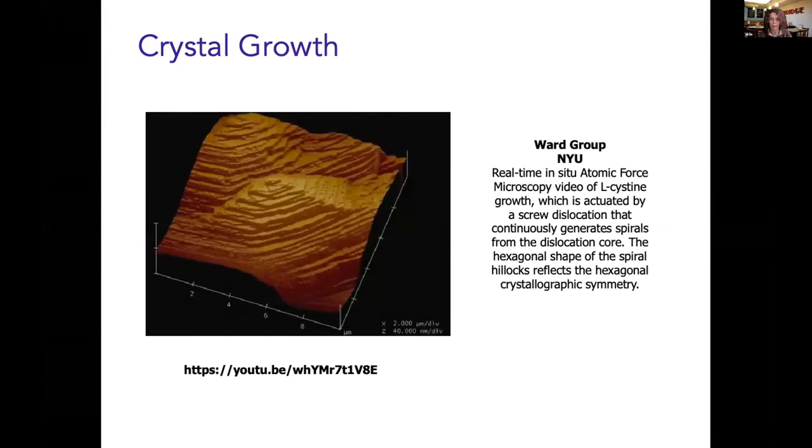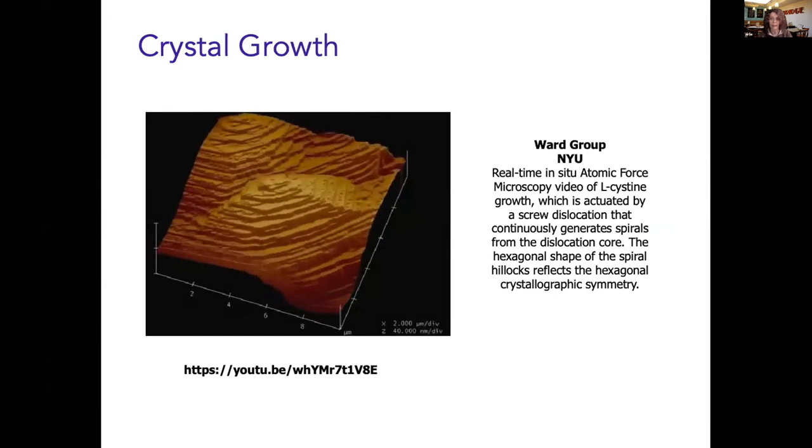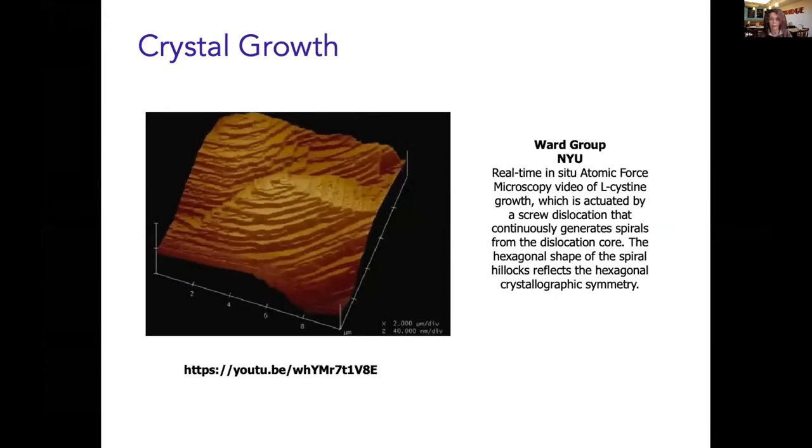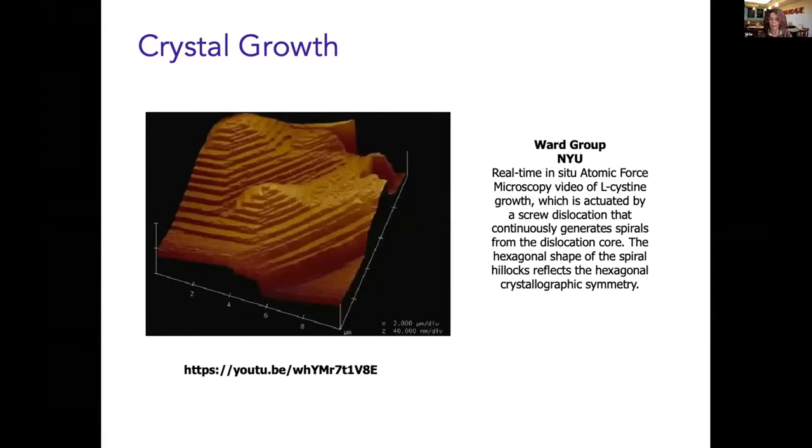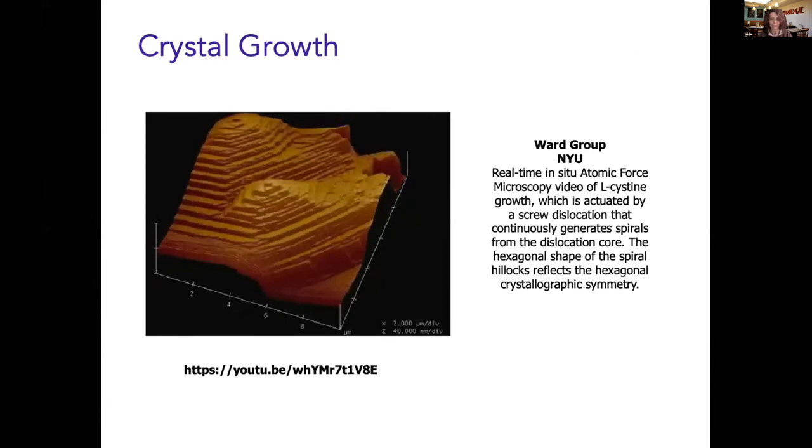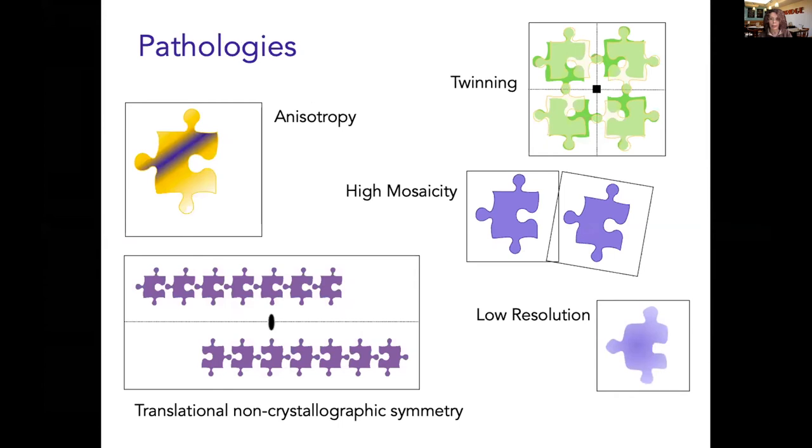They have an internal structure, and it's this internal structure that can lead to problems, for example, of twinning. So we're going to talk about twinning, high mosaicity, low resolution, translational non-crystallographic symmetry, and anisotropy as pathologies for crystal structures.